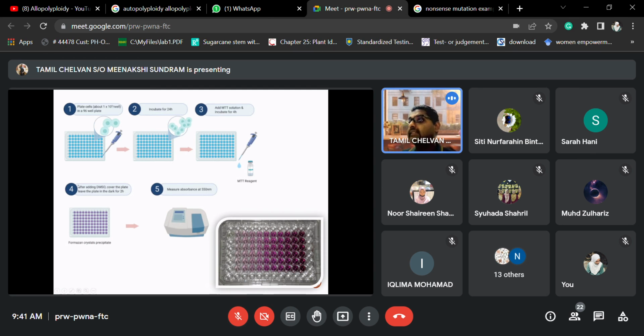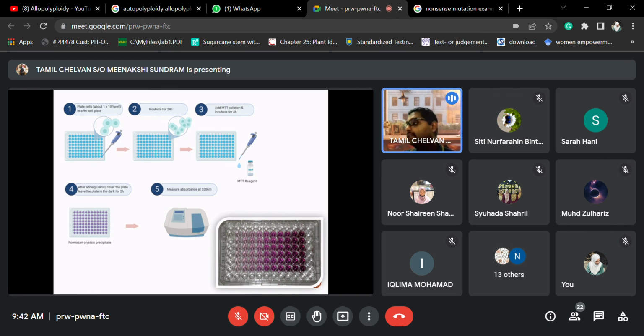Okay, this is a cell plate. Okay, this is a microtiter plate lah. Okay, they call it a plate. It has 96 wells. You incubate the cells for 24 hours. You add the MTT solution. Incubate for 4 hours. After adding DMSO, cover the plate, leave the plate in the dark for 2 hours, and then you check using a spectrophotometer. So you can see how much is alive and so on.